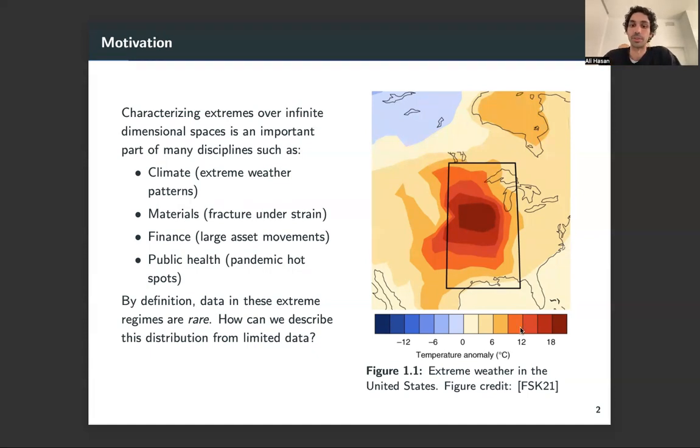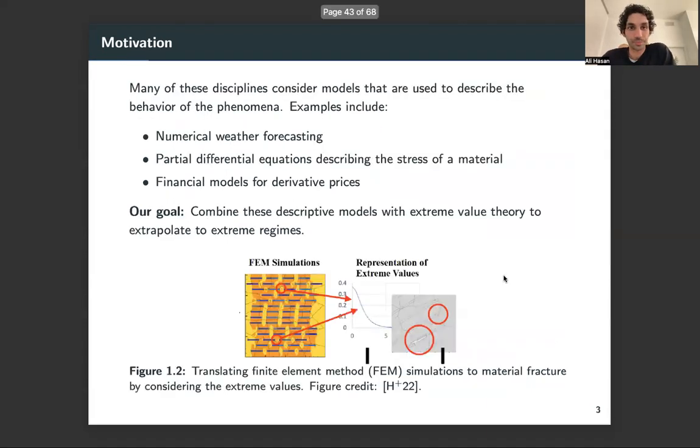Here we have a figure from this paper that describes how that looks at a region of the US where we have some extreme data. The interesting thing is many of these disciplines consider models that are used to describe the behavior of the underlying phenomena. For example, in weather forecasting, we have numerical methods that extrapolate and try to predict the weather over the next few days. We have PDEs that describe the stress of a material undergoing some deformation, and financial models that describe derivative prices.